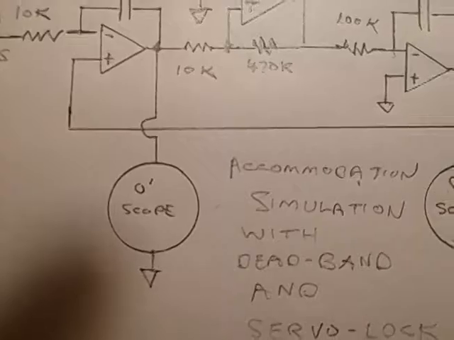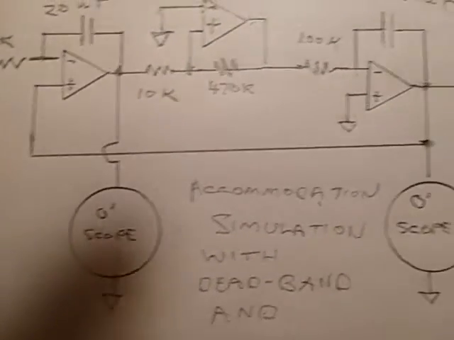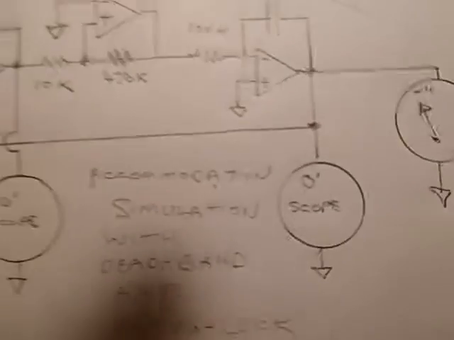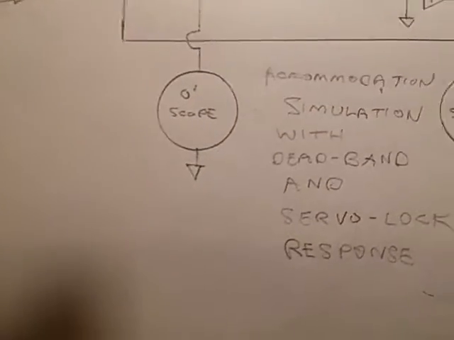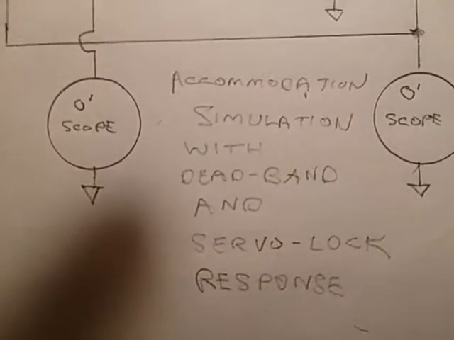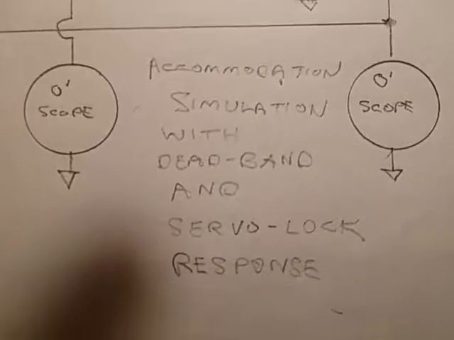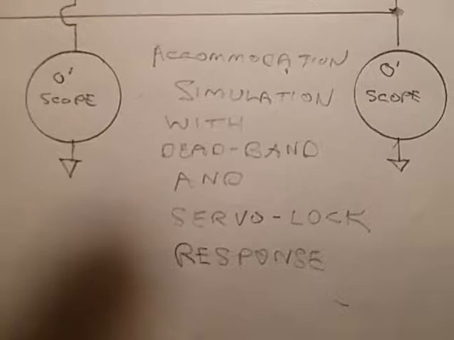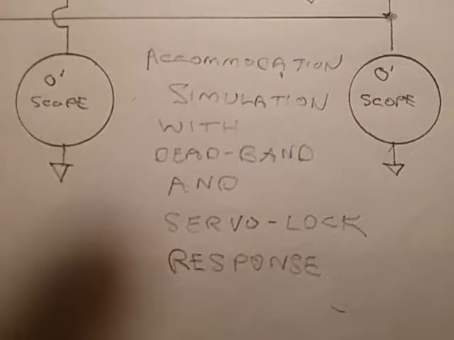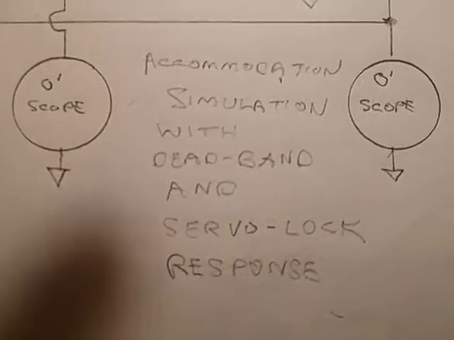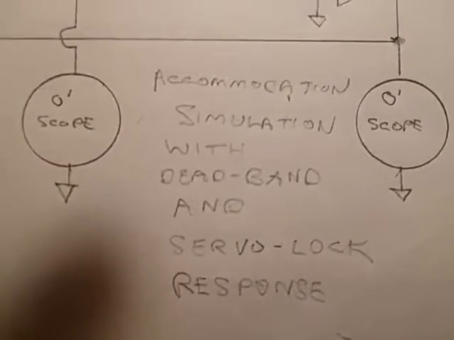I'll show results on the oscilloscope for the error signal and then on the output as well as the meter. This simulation shows something called servo-lock, where a step input is responded to and then locked, even though there's dead band in the circuit. So bear with me, I'll show it to you shortly.